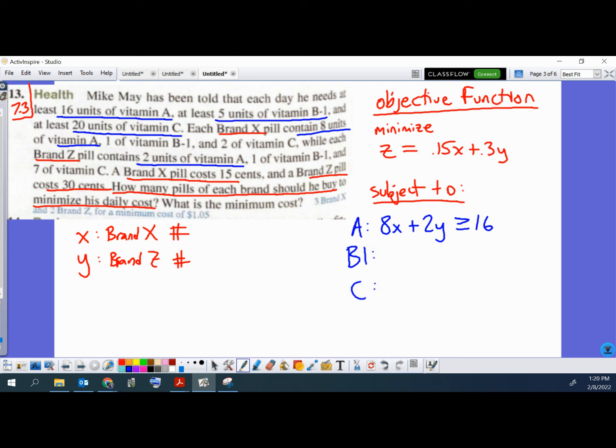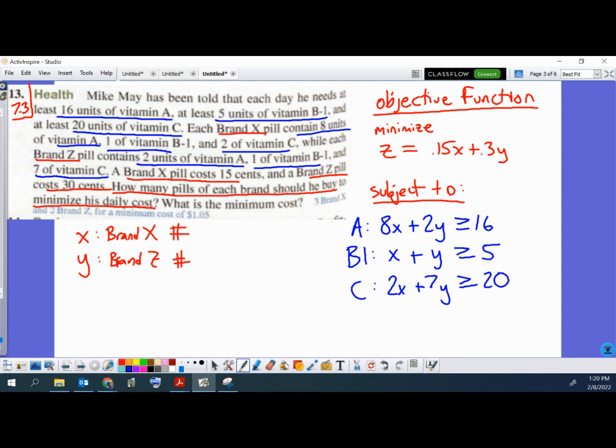So for B1, brand X has 1 of B1, and so does brand Z. So 1x plus 1y is going to be greater than or equal to, and this one's 5 if you look. He needs 5 units of vitamin B1. And then vitamin C, same idea here. Brand X has 2 of vitamin C. Brand Z has 7 of vitamin C. So 2x plus 7y is greater than or equal to, and in this case, he is supposed to have 20 units of vitamin C, so greater than or equal to 20.